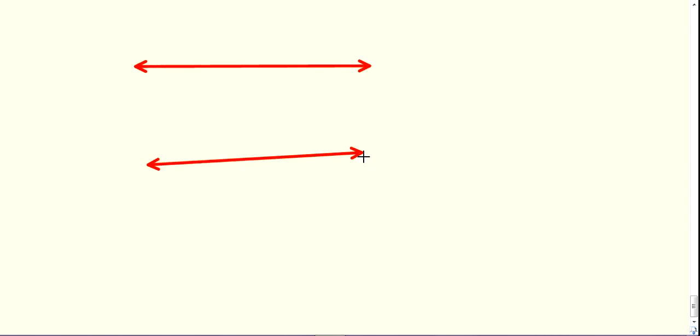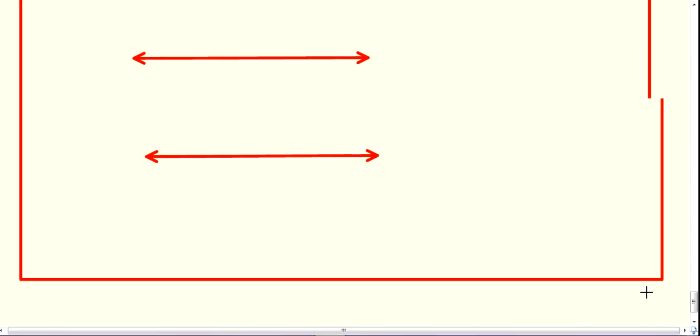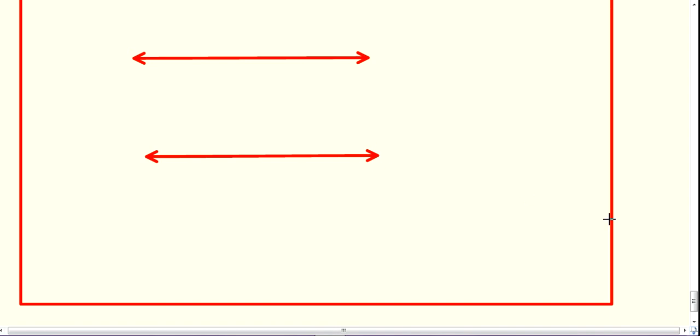Then third is two parallel lines always lie in the same plane. Yes, true. Simply consider this as a plane, and you have 2 lines. Suppose this one is your first line and this one is your second line. Now these 2 lines are parallel, and this whole thing is your plane, and in a plane 2 lines are parallel.